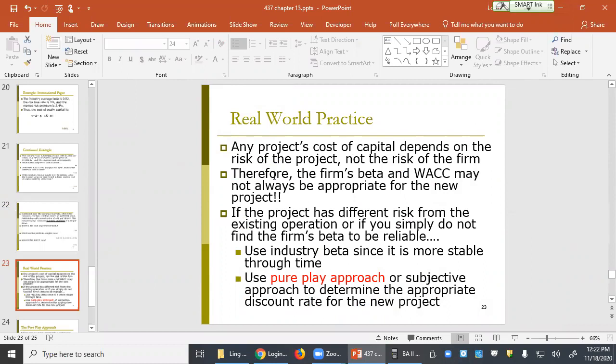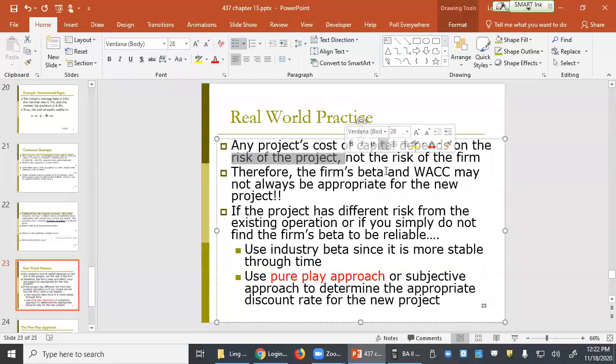So in real world practice, any project's cost of capital has to be dependent on the risk of the project rather than the risk of the corporation. Therefore, the firm's beta and the weighted average cost of capital may not always be appropriate for the new project. Because if the new project turns out to be riskier than the company's existing operation, then we need to make adjustment according to that risk. Higher risk should require a higher required return or higher R.